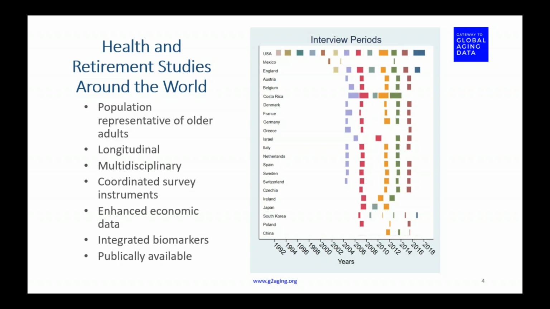The next country to start a similar study in this network was Mexico. And you can see they had wave 1 and wave 2. Then they took a 10-year gap and came back with wave 3. They now have wave 4 data that's also available. And so you can see that over time, more and more countries have joined this network.